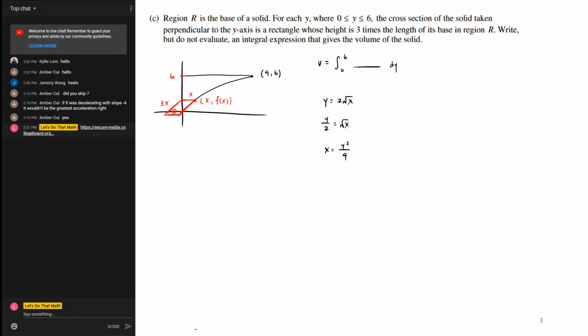Okay, so this base of my rectangle is going to be, instead of calling that x, it's going to be y squared over 4. And then the height of the rectangle is going to be 3 times y squared over 4. So those are the dimensions of my rectangle, and I need to do that for all of the y values.